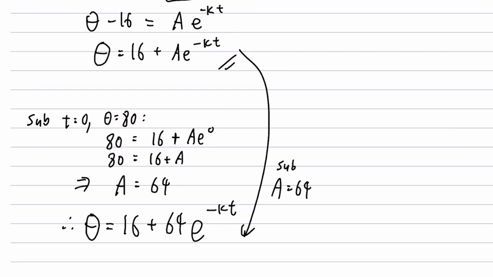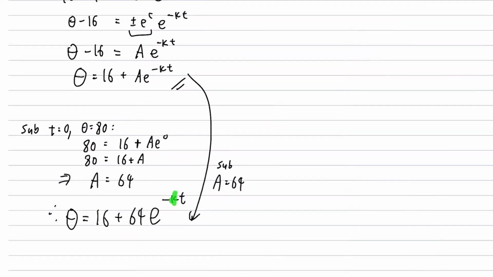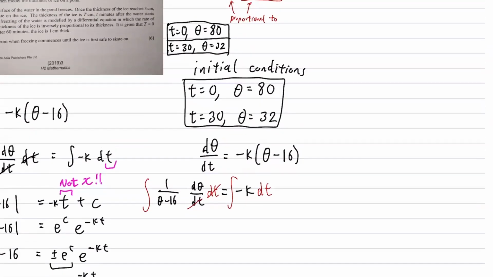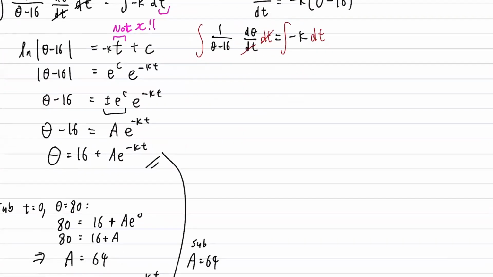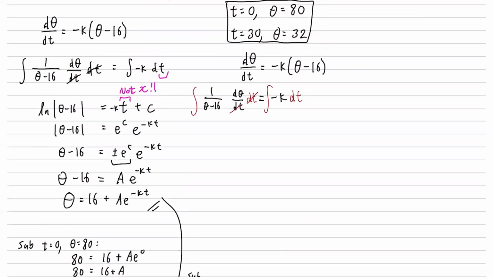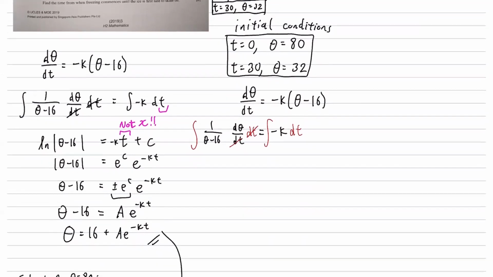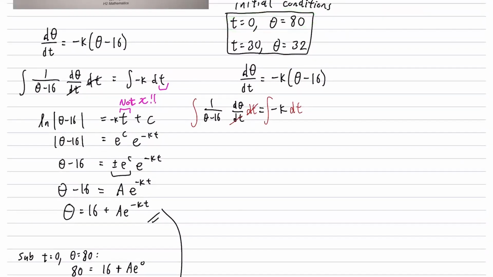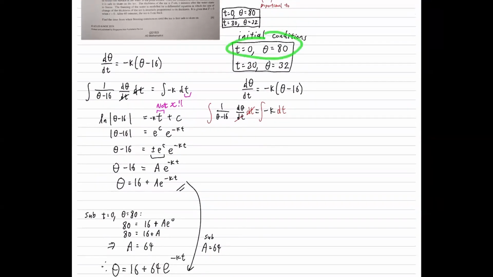Okay, good. So that is negative kt. Not done yet. Still got unknown k. How to solve for k? Start again, exactly. Oh, I didn't write down the working. Okay, so now what's the other condition? t equals 30 and theta 32. 0 and 80 is used already. The 30 and 32, yes. So you use the other condition, 30 and 32. Let me just copy this down in case I forget.